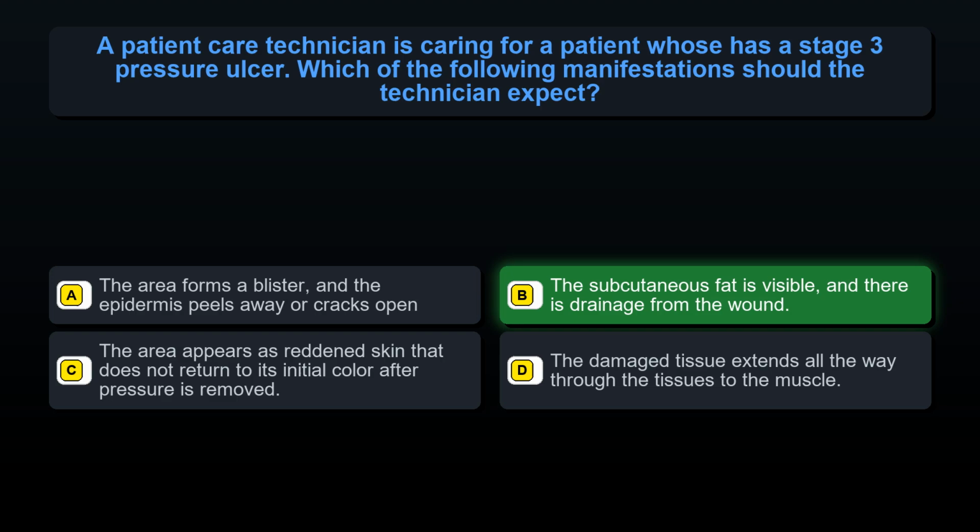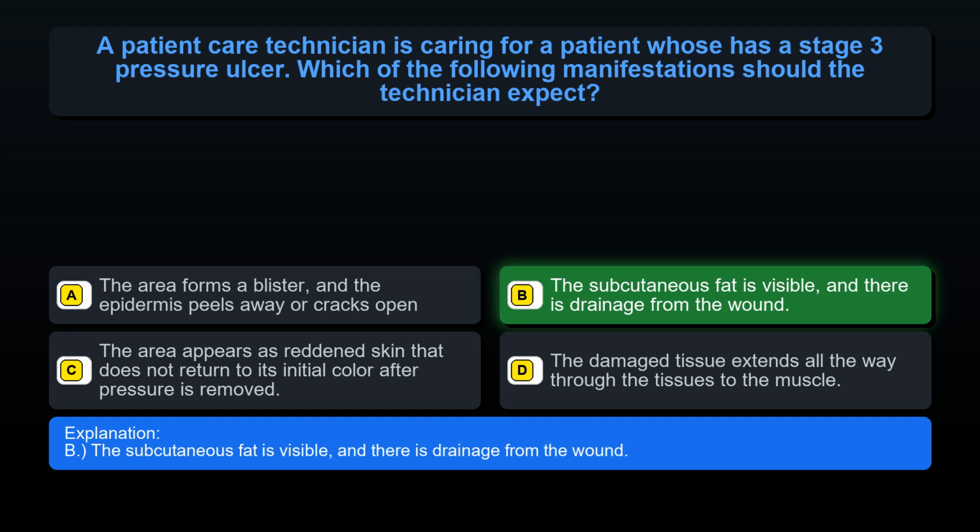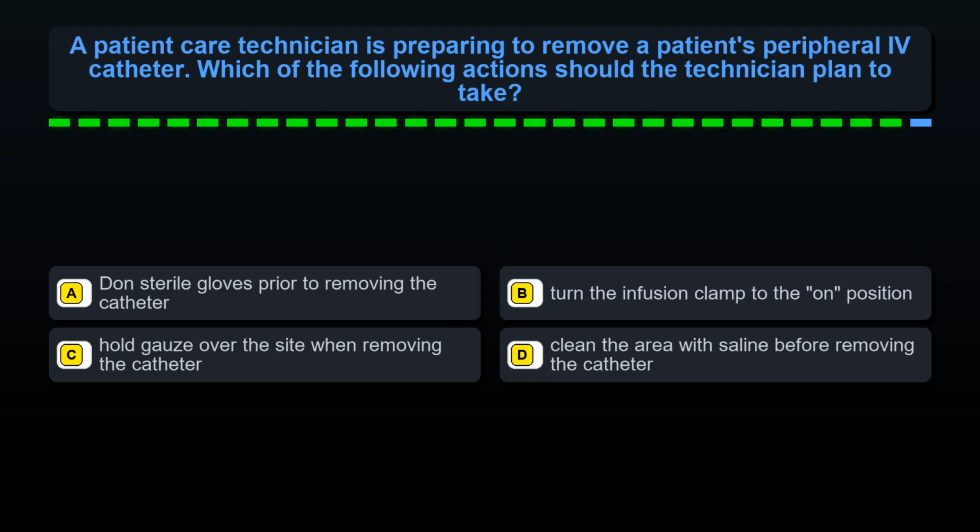The correct answer is option B. The subcutaneous fat is visible, and there is drainage from the wound. Question 42. A patient care technician is preparing to remove a patient's peripheral IV catheter. Which of the following actions should the technician plan to take?